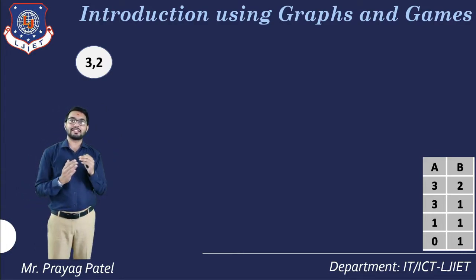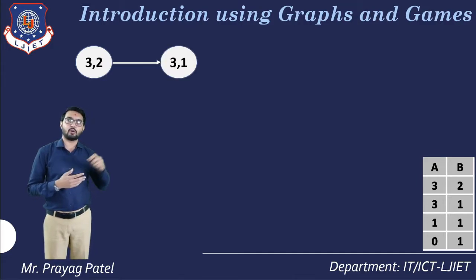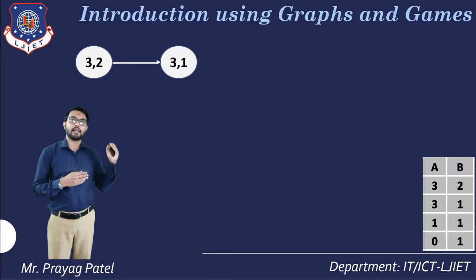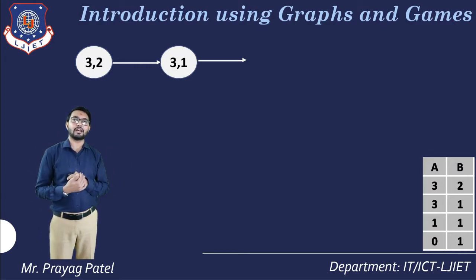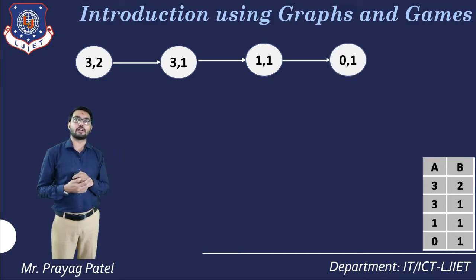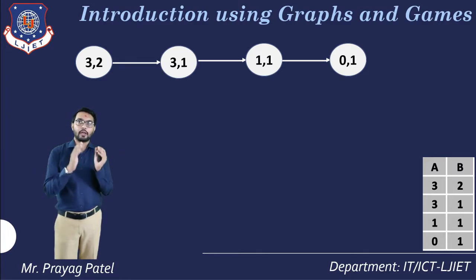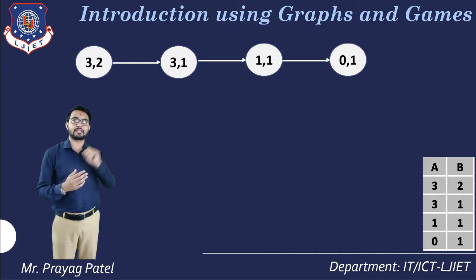Now from the root node consider the next node. After 3-2 the next step is 3-1 in this table. So here consider one arrow from 3-2 to 3-1, and consider 3-1 as the next node. Now consider the next node as 1-1 in the table. So in the graph 1-1 is the next node. Now consider the next node as 0-1. So the last node is 0-1. So according to your first possibility, your graph is like this.